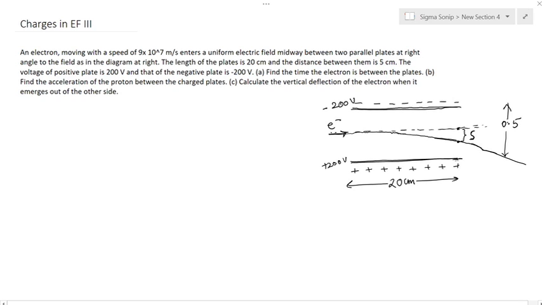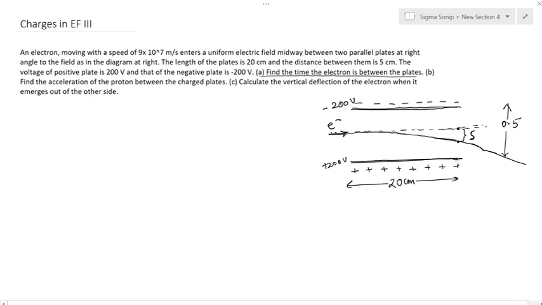Okay, so we are trying to attempt part A of the question here. Find the time the electron is between the plates. So we see that this question is very similar to a projectile motion question. The plate length is 20 centimeter, which is, let's say, the horizontal distance. So the electron needs to complete 20 centimeter of horizontal distance, and it will do that only with the horizontal velocity. So it's a very simple question here.